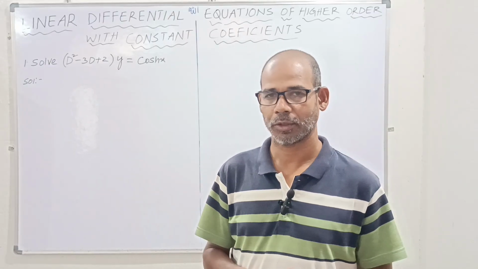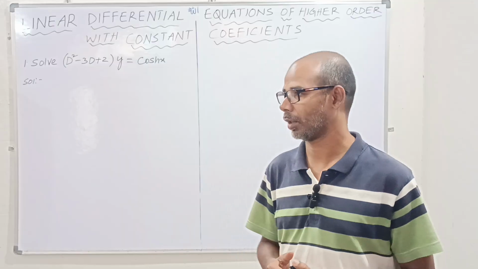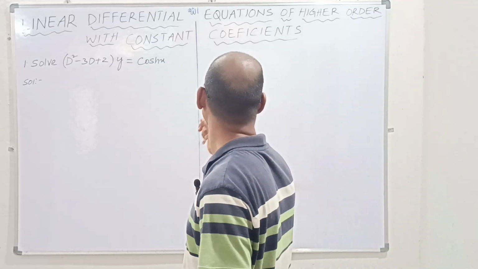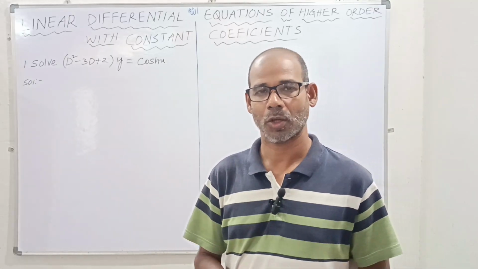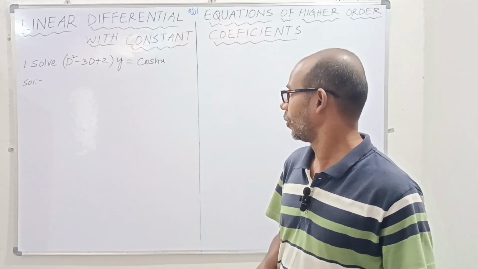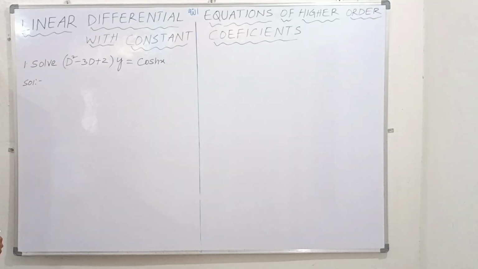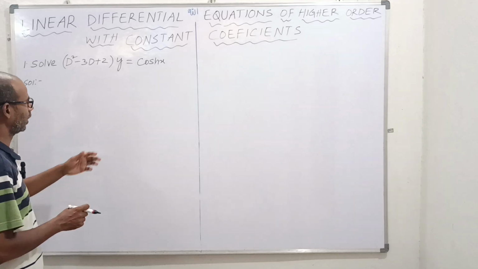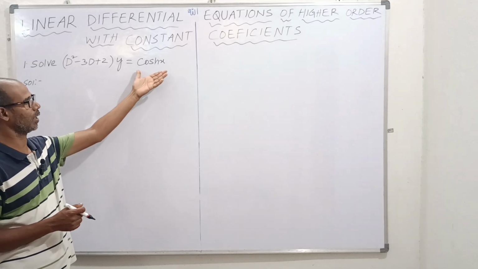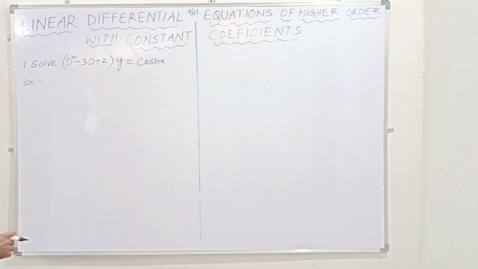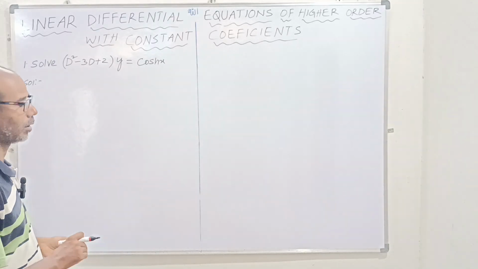So, today we are going to discuss problems on the topic linear differential equations of higher order with constant coefficients. Okay. So, let us solve the problem. Solve (D square minus 3D plus 2) y is equals to cosine hx. So, here the right hand side function is cosine hyperbolic function. So, cosine hx can be converted into an exponential function.